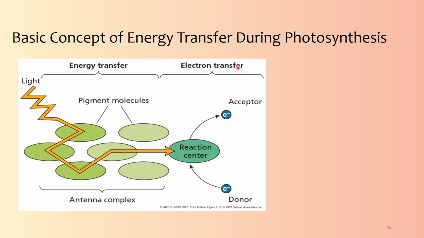This part is known as the electron transfer, and this portion is known as the energy transfer. Here many pigments are involved, not only the chlorophyll molecule but also the accessory pigments, which are involved in the absorption and then transfer of the energy, which is finally poured into the reaction center.